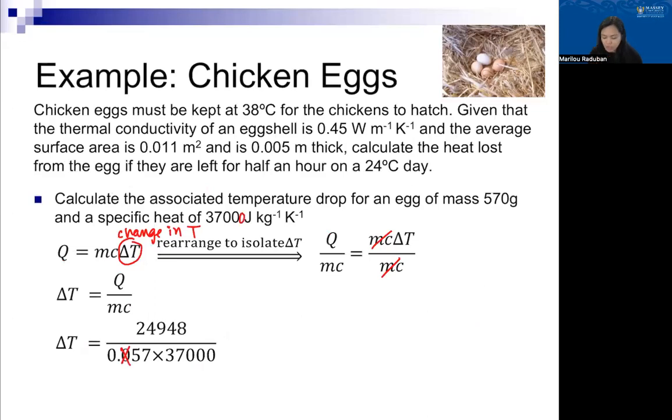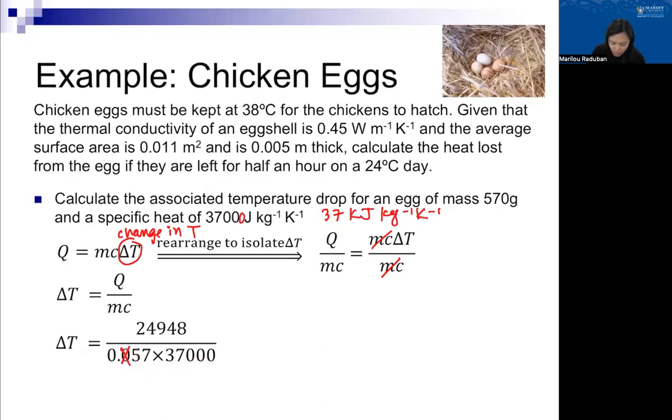37,000 joules. 37 kilojoules per kilogram per Kelvin, that is, kilogram Kelvin to the -1. Kilo is times 10 to the 3, or times 1,000, and that's why 37 kilojoules, what's originally given, becomes 37,000. So please correct the mass: 570 divided by 1,000 should be 0.57.